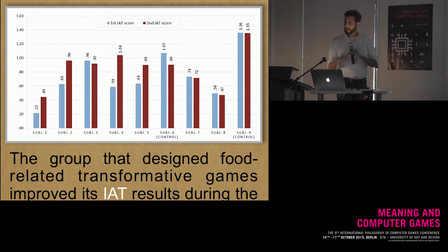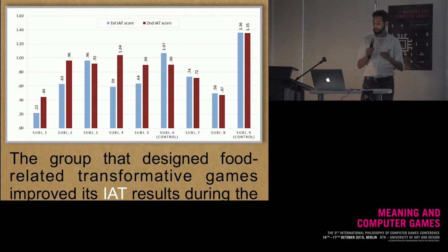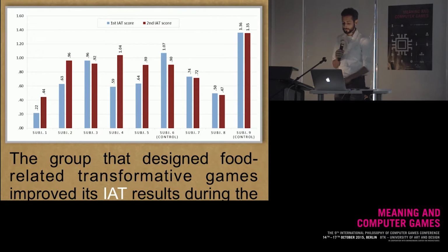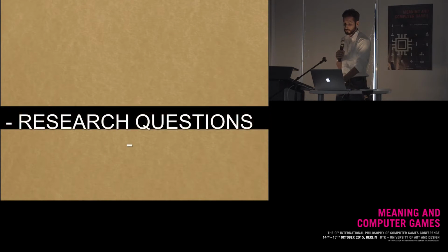So if we take it as an average, we see that the group that designed food-related games had a positive total growth of this implicit attitude, meaning that they became more positive towards healthy food. And the two that didn't do that both decreased slightly. Do you see that? Subject 6 and subject 9. So it would appear that my hypothesis is sort of confirmed.